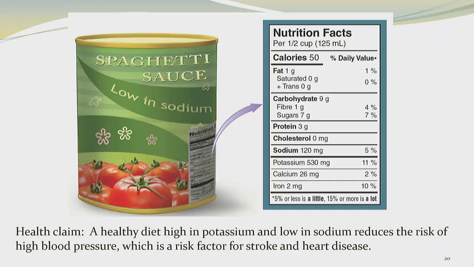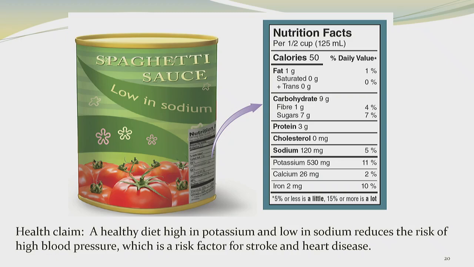And so another health claim that is permitted on food that have no more than 140 milligrams of sodium, and at the same time they have at least 350 milligrams of potassium, can use this statement. So a healthy diet high in potassium and low in sodium reduces the risk of high blood pressure, which is true. And they can also add that high blood pressure is a risk factor for strokes and heart disease. Okay. So as we can see here on the NFT, the product contains 530 milligrams, which is higher than the 350 milligrams of potassium per serving in the guidelines. So it can qualify for this health claim.